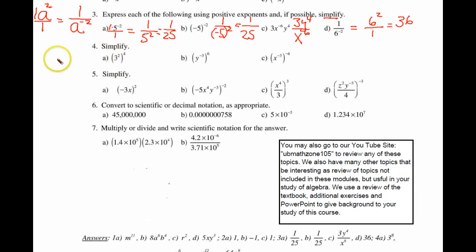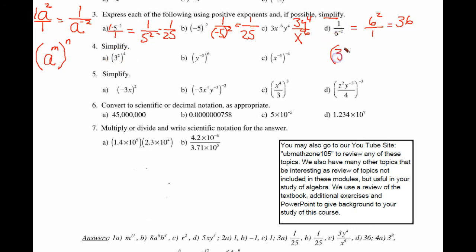Now in this case, we are raising a power, a to the m, to the nth power. In this case, raising a power to a power, we don't add, we multiply. And you might say, well, why is that? Well, let me show you.